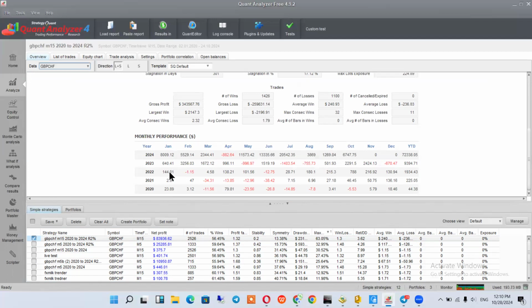Then we come to 2022 and we started making crazy profits. This time around, June lost us money in 2022 because we are compounding. So we lost $12 overall in 2022.